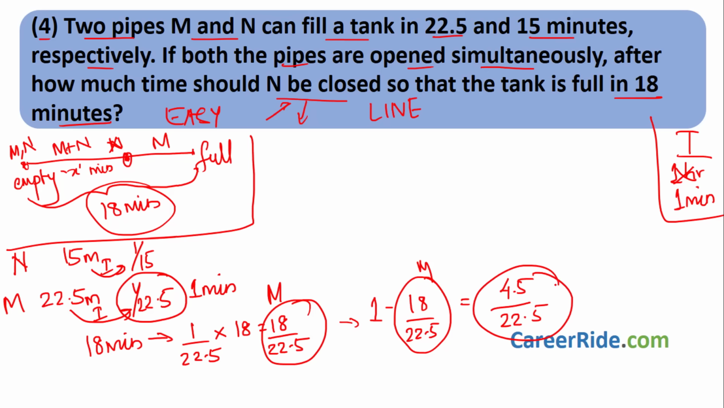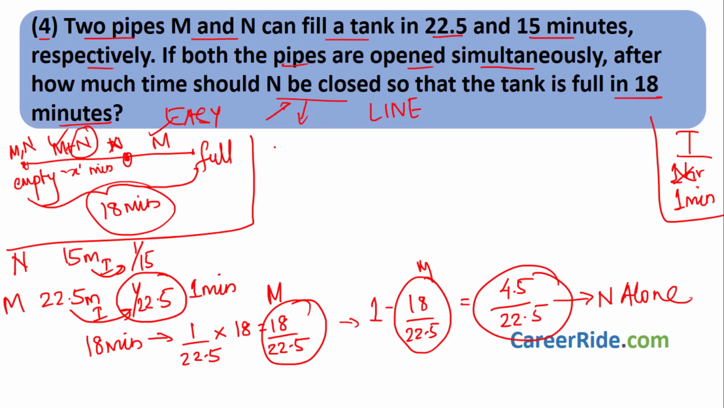Who will do this work? Only N. Why only N? Because here we have already considered the work done by M entirely. Only pipe N is remaining. So this is the work done by pipe N alone, right?